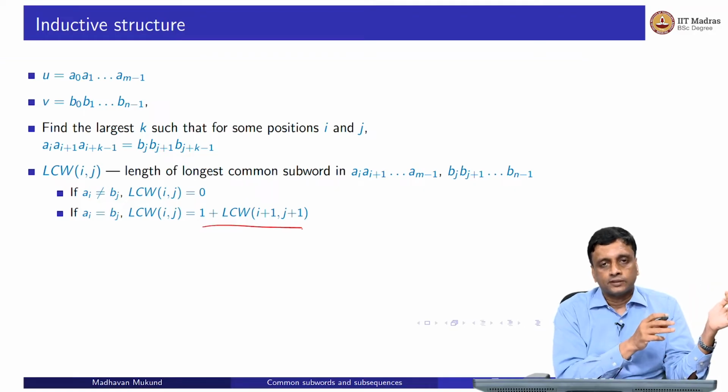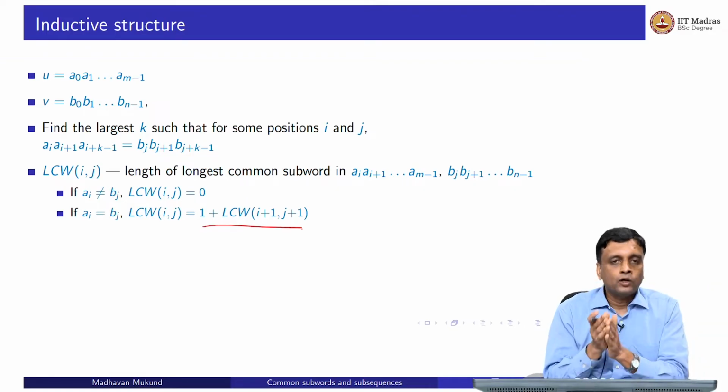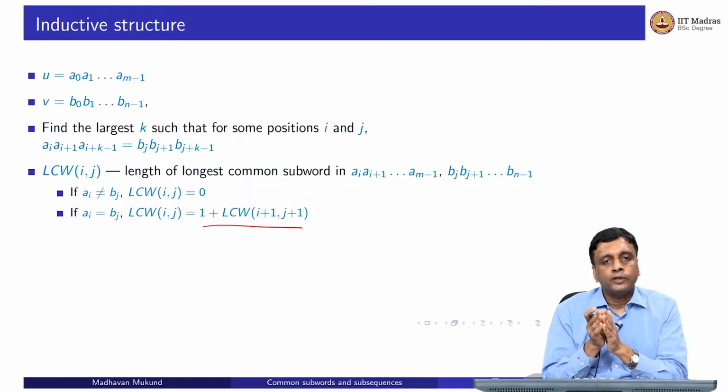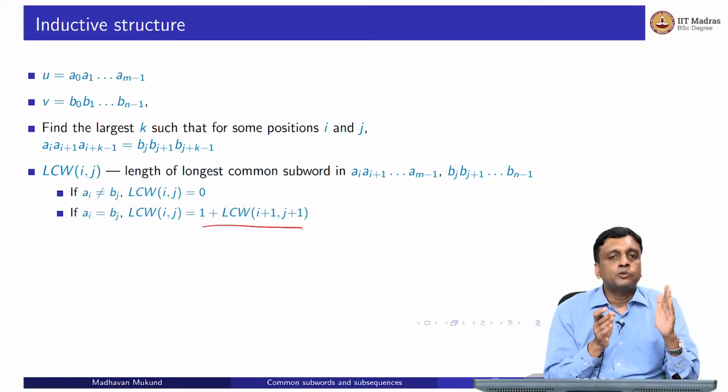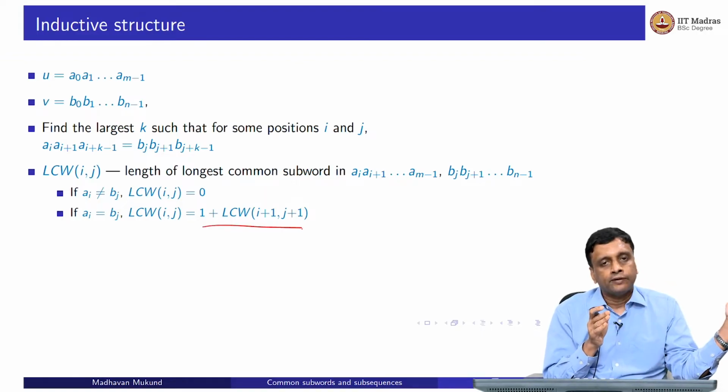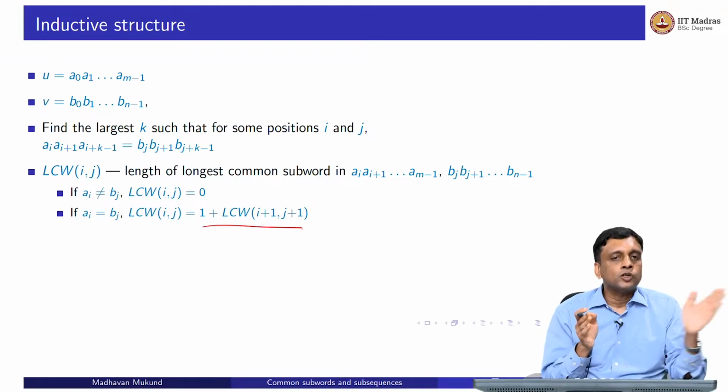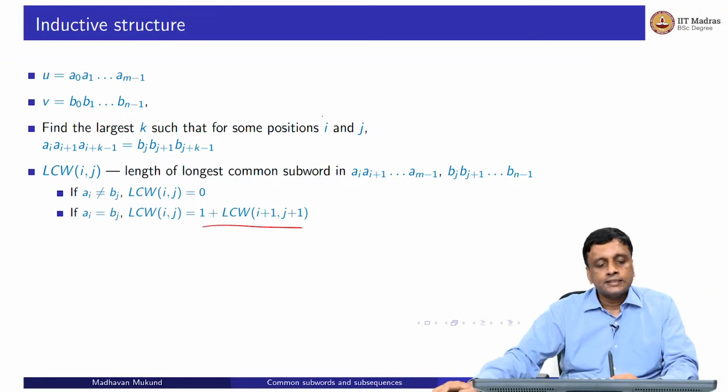So this is the inductive structure. If I can include i, j in my longest common subword, then the rest of the subword starts at i plus 1, j plus 1. So whatever is the longest word I can get from there, plus this letter, must be the longest word that I can get from here. So this is our inductive structure.